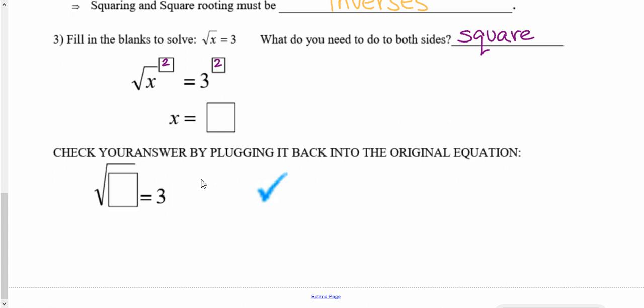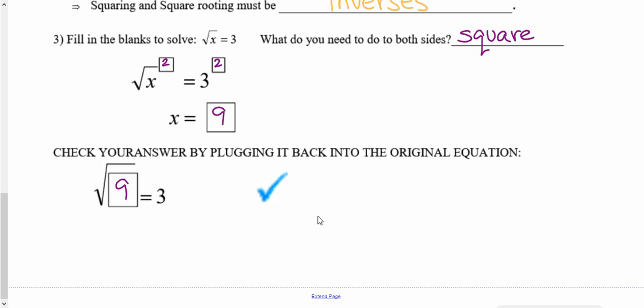So if I square both sides, the square and the square root are opposites and undo each other, so just x is left on the left. And then I have 3 squared on the right. Well, 3 squared is equal to 9. So I get x equals 9. We want to check our answer by plugging back into the original equation. So if I do the square root of 9, is that equal to 3? Yes, it is. I always have to make sure with radical equations that I check my answers because there is no property of addition or subtraction for solving equations that says you're allowed to square both sides.